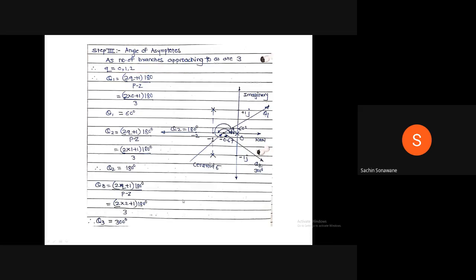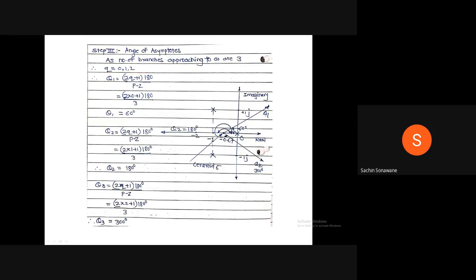Now, angle of asymptote. Since p minus z, number of branches n is equal to 3, we have to take the first 3 values of q, that is 0, 1, 2, and consider this equation. Theta is equal to 2q plus 1 into 180 degree divided by p minus z. Therefore, substitute values of q, 0, 1, and 2. Therefore, theta 1 is equal to 60 degree, theta 2 180 degree, theta 3 300 degree. Now we will calculate first of all the centroid and then we will draw the angles.